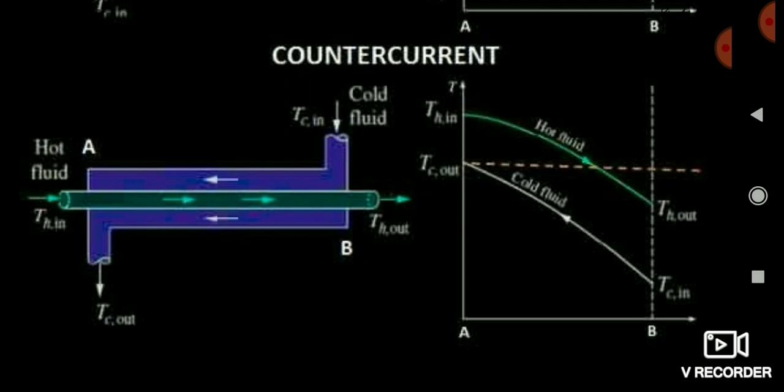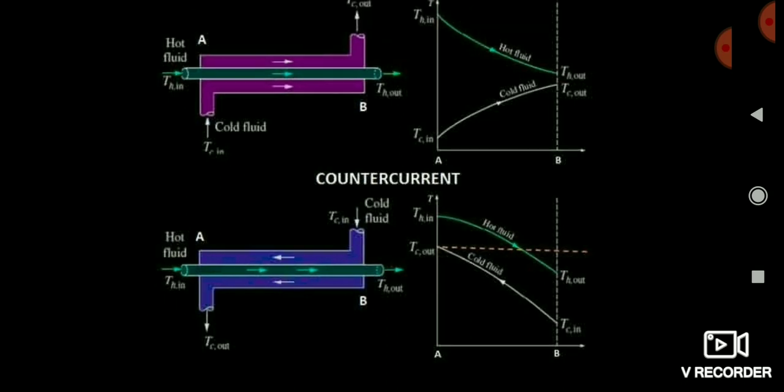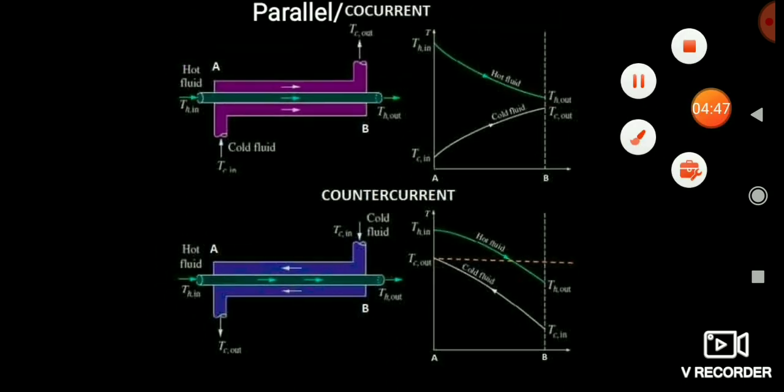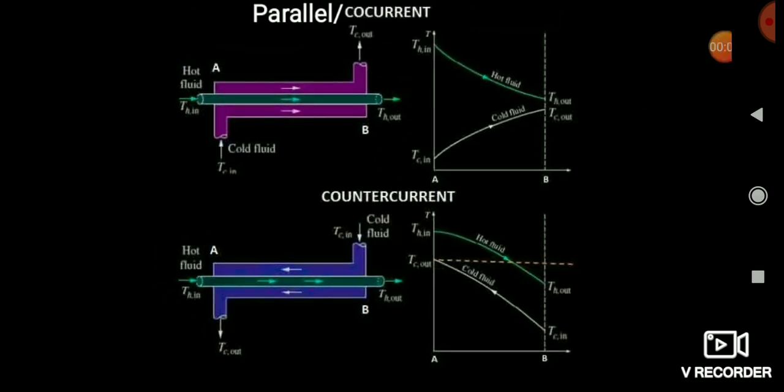Here you see that TH in is going to TH out, but in case of the cold fluid, you can see that TC in is at the downward side at the B point and TC out is at the A point. Friends, here you can see the direction of arrows. In green color, the direction of arrows are different, and in white color, the direction of arrows are different. So friends, I think this is all about counter flow and parallel flow heat exchangers.